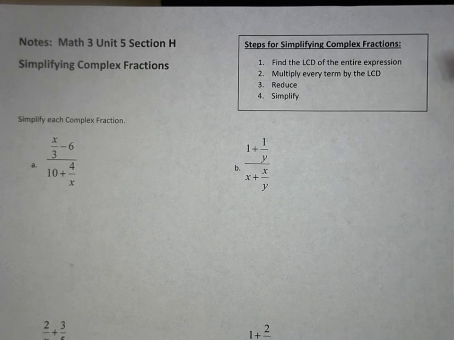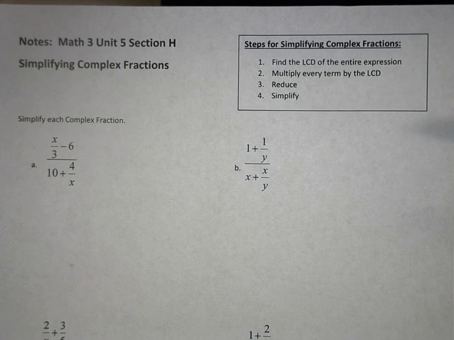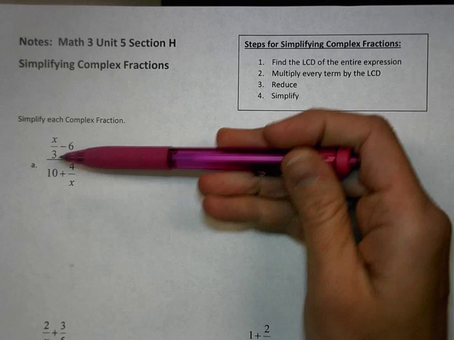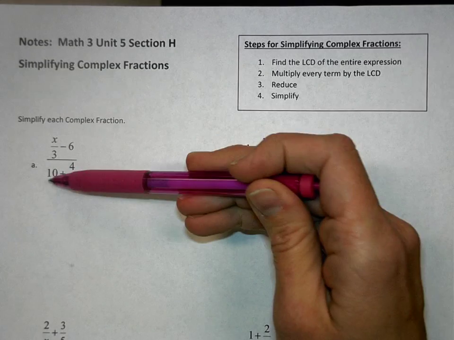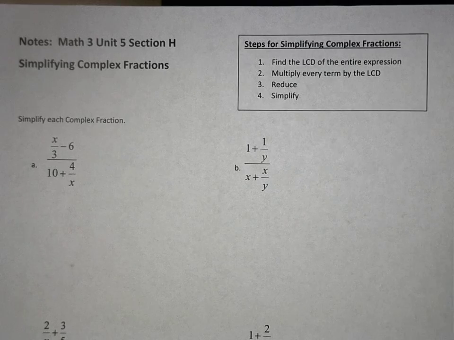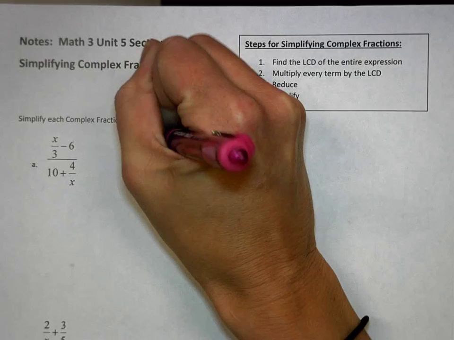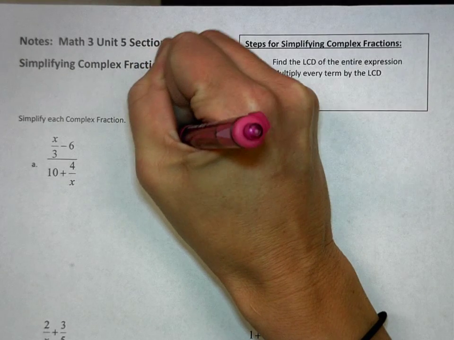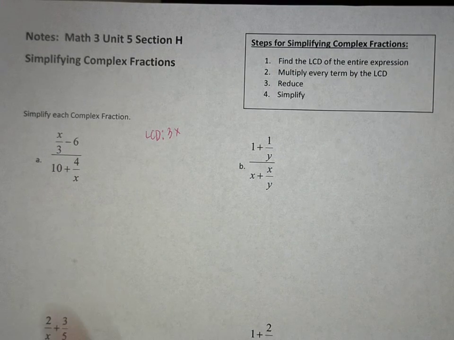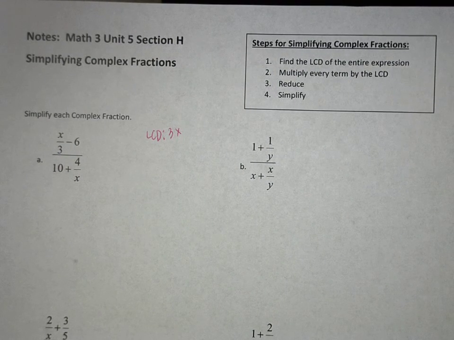I have put the steps up here for you. The first thing you want to do is find the LCD of the entire expression. So we're just going to go through this example. If you're looking at the denominators on every single piece, what would be the LCD of this problem? 3x is correct. We got 3x because this denominator is 3, and this one is x, and they have nothing in common, so we just multiply them together and get 3x.